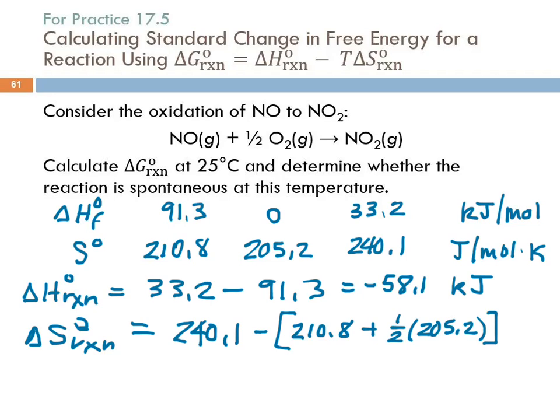Just be careful when you communicate with your calculator that you're putting it in correctly. So 240.1 minus the quantity 210.8 plus 0.5 times 205.2. I'm getting minus 73.3. What's the units on that? Joules per Kelvin. Because again, we were multiplying by number of moles, so the per mole part went away.